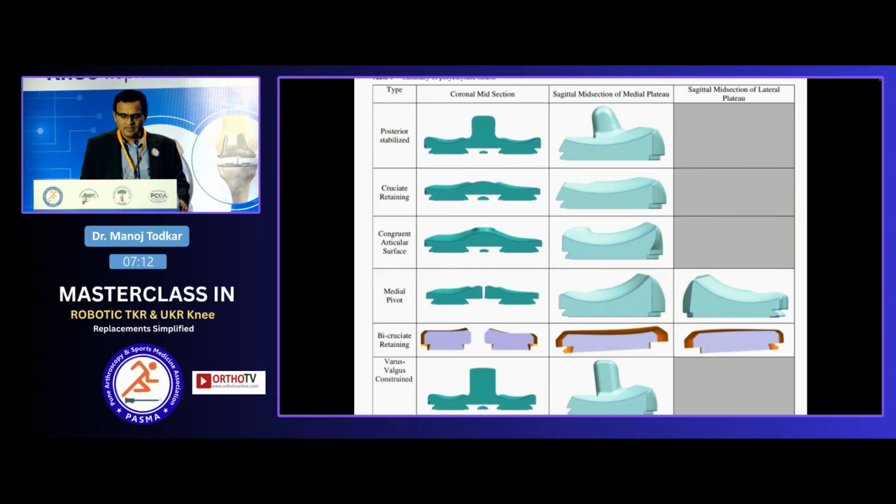Now, these are the various types of poly designs that are available: the posterior stabilized, the cruciate retaining, the congruent articular surface, the medial pivot, then bicruciate retaining, and the constraint implants.